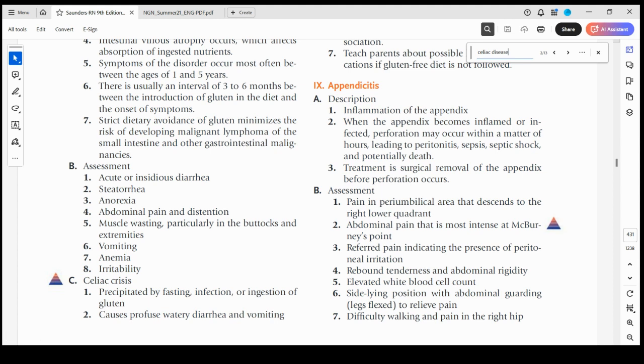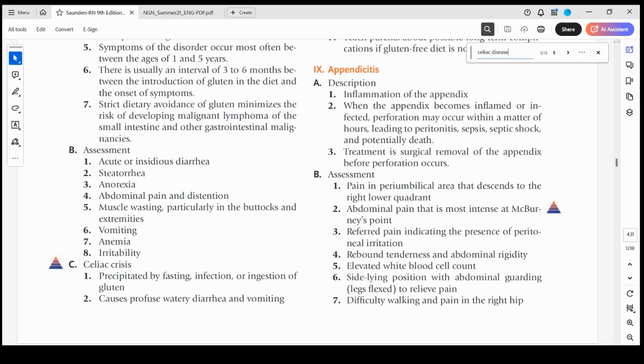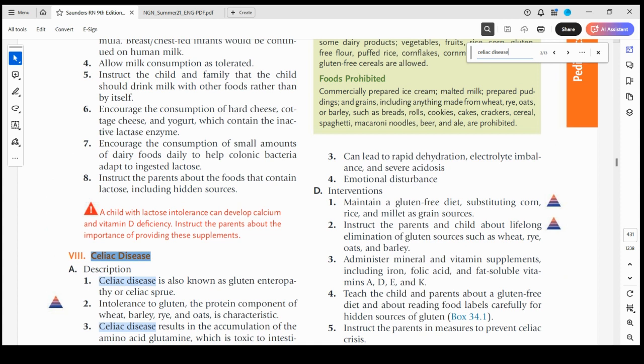A celiac crisis is precipitated by fasting, infection, or ingestion of gluten. So that's what we would have expected, if they wanted us to think the child had celiac disease, that he would have eaten some form of wheat, barley, rye, or oats, and all of a sudden had problems, profuse watery diarrhea, vomiting, and then we would be monitoring for dehydration and electrolyte imbalances. And when you're pooping a lot, remember you're losing base below the waist, so that person could develop severe acidosis because you get rid of all your bicarb. All right, so that's celiac disease.